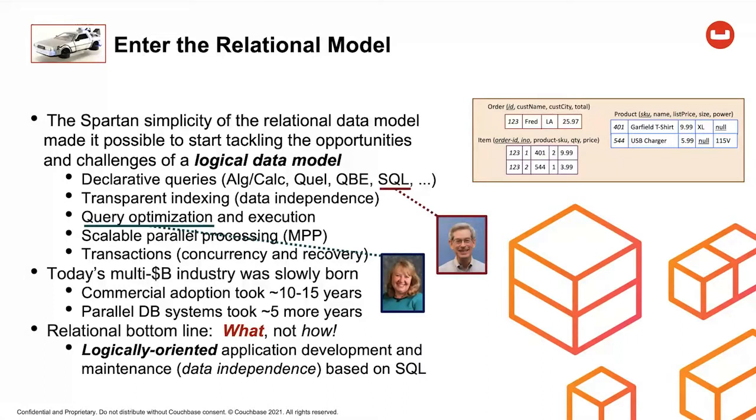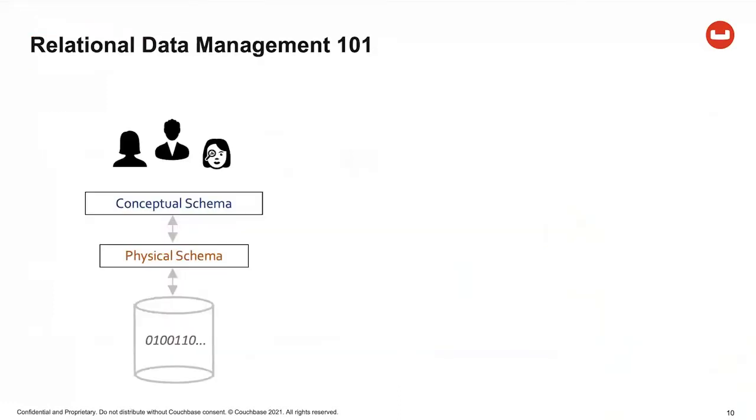The relational bottom line was that we moved from a world where people were writing navigational programs to writing queries. And we're going to look more at that to talk about what, not how. So application development and maintenance benefited from data independence and was logically oriented. And the foundation for this was SQL. All right, so let me give you Relational Data Management 101. This is the first lecture I give to my students at UC Irvine.